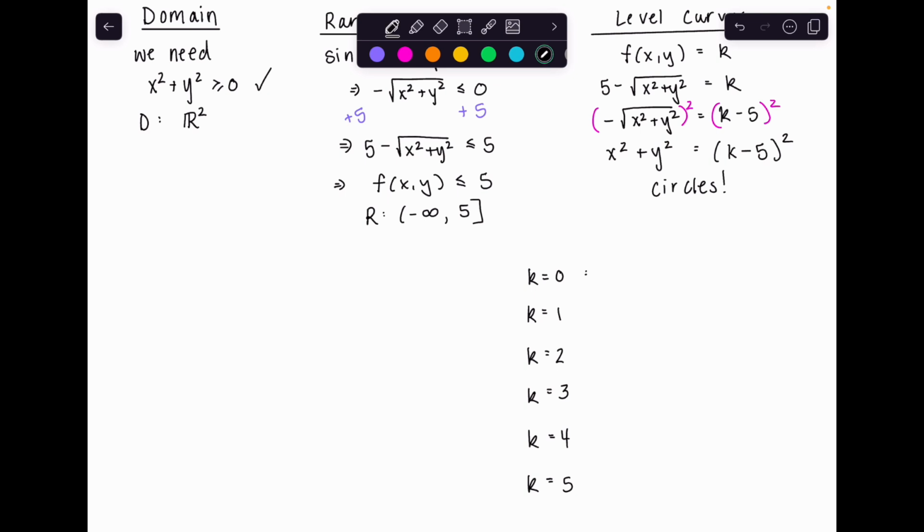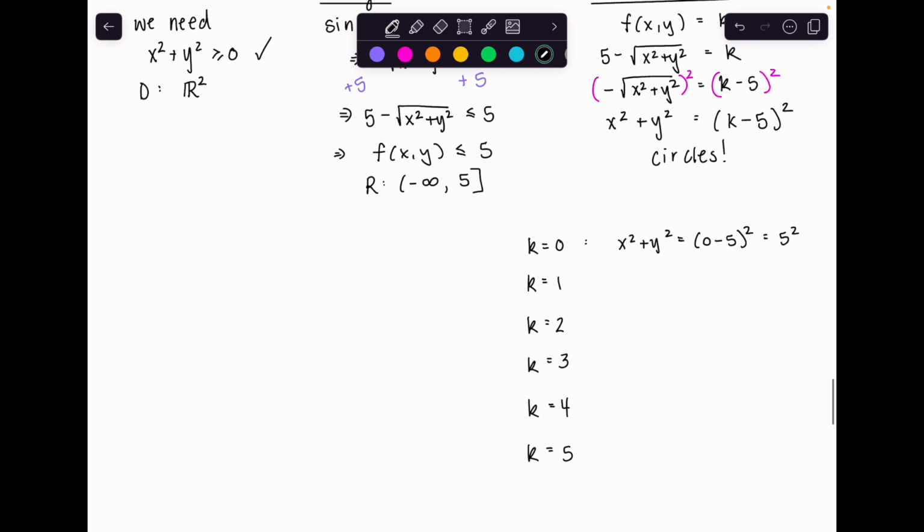So starting with the first one, if I plug in k equals 0, that gives me x squared plus y squared is equal to 0 minus 5, squared. Well, 0 minus 5 is negative 5. When you square it, it just makes it positive 25. So this gives me a circle of radius 5. Simultaneously, while I find these specific level curves, I'm going to go ahead and graph these in that two-dimensional surface.